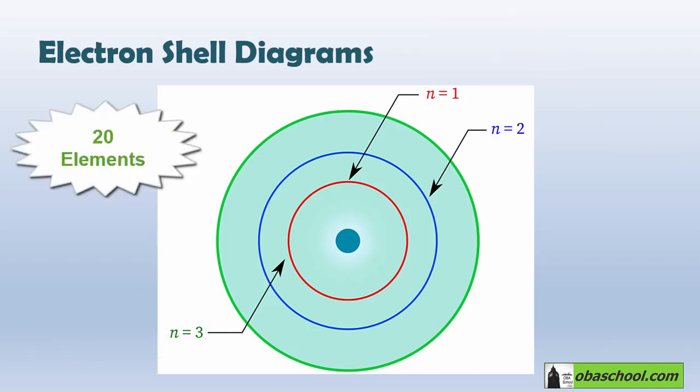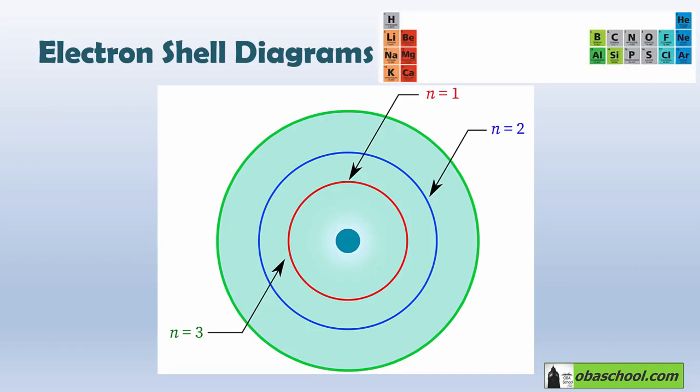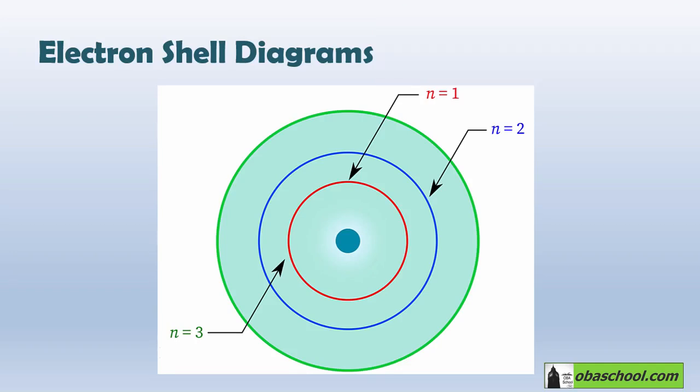Beyond the first 20 elements in the periodic table, the situation gets more complex. However, you don't have to worry about this because you only need to know the full arrangement of electrons in atoms of the first 20 elements. So let's look now at electron diagrams. You can draw diagrams to show the arrangement of electrons in an atom.